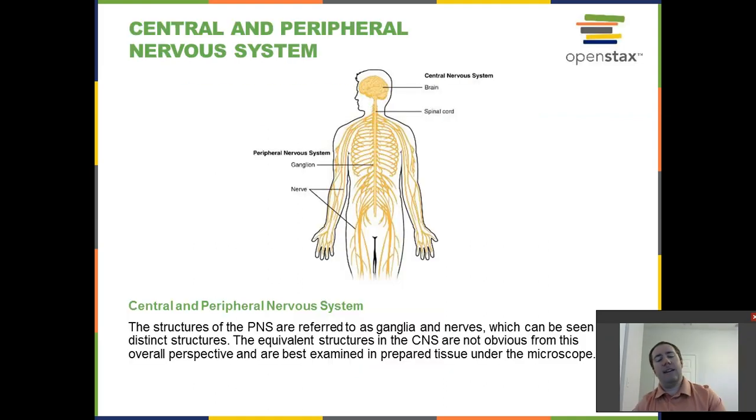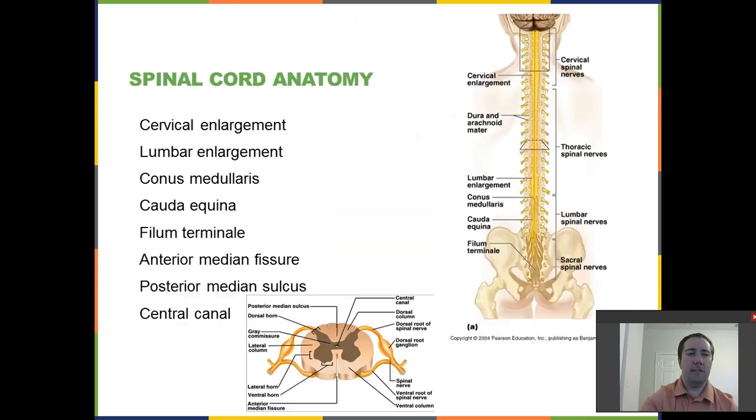So remember, like I just said, the central nervous system is the brain and the spinal cord, period. If it's anything other than the brain or the spinal cord, even if it is attached to the brain or the spinal cord, it is not the central nervous system. And so if you are part of the nervous system, but you're not in the brain or the spinal cord, you are part of the peripheral nervous system. We're going to start with the spinal cord.